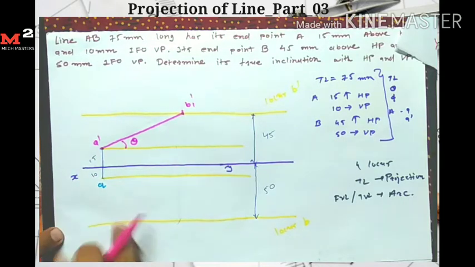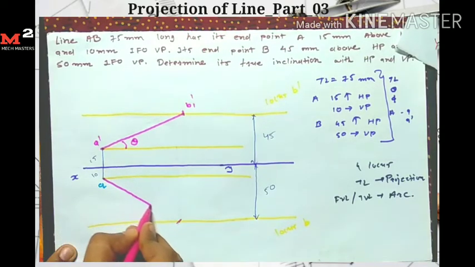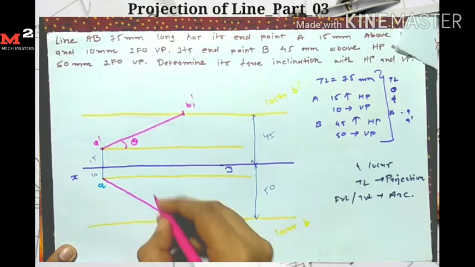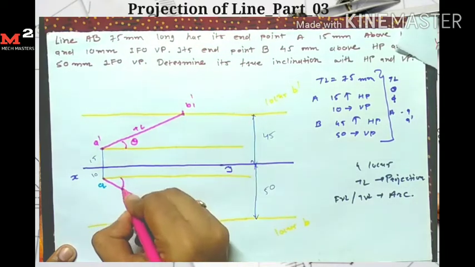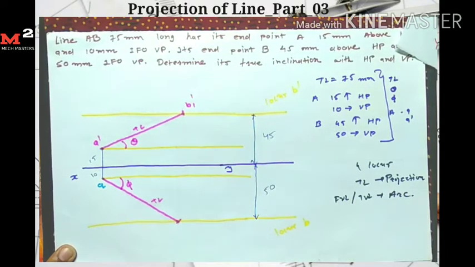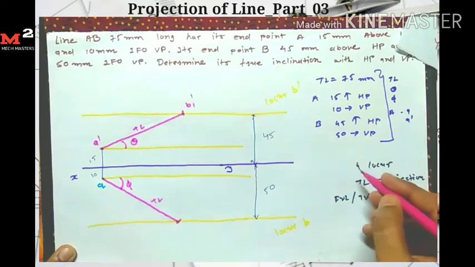Similarly here I get an arc. I draw one line from A here, so this is my true length, 75 mm. And this angle is phi, that the true length makes with the vertical plane. So now I get the true length and the four loci, so I complete the four loci.